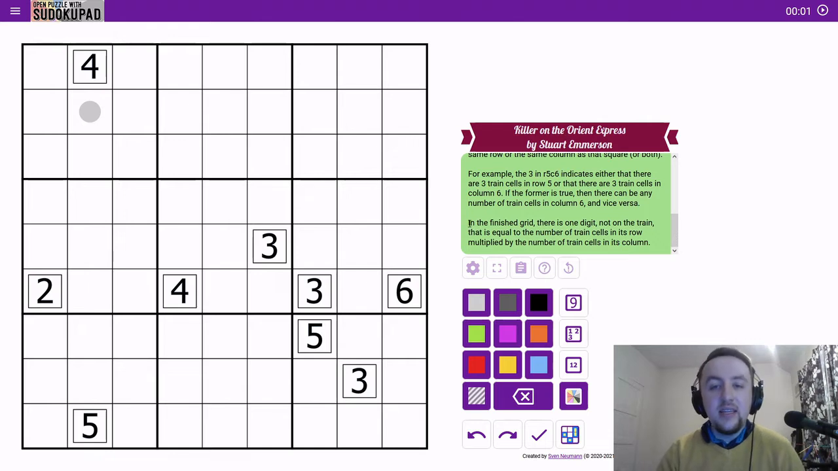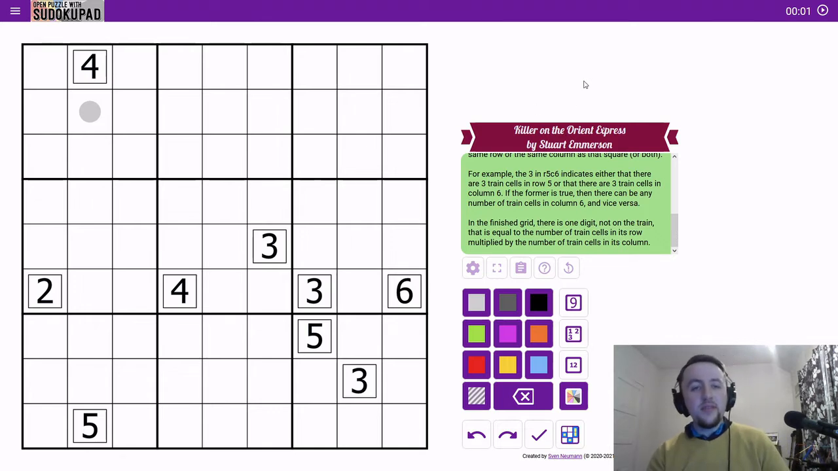So I added in this rule: in the finished grid there is one digit not on the train that is equal to the number of train cells in its row multiplied by the number of train cells in its column. So it's still kind of thematic, but it's just annoying to have to add in an extra paragraph in the rules just to disambiguate between a couple of different options at the end. But anyway, those are the rules. So it's not the most clean version of this rule set that I've created, but it's a good start, I think.